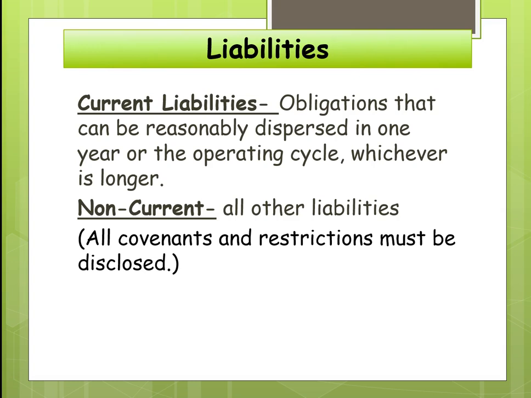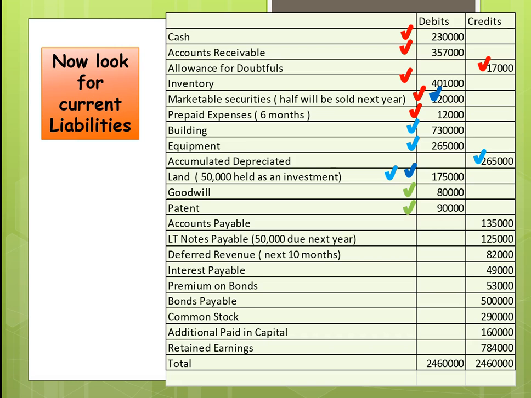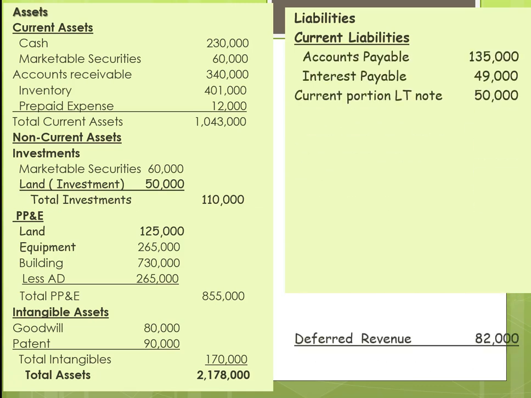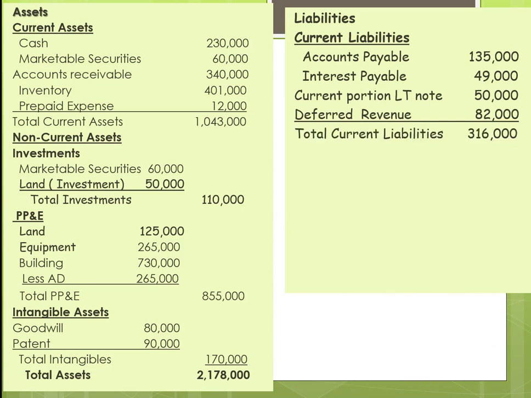Now, liabilities are broken down into just two categories. We have current or long-term. So, we start with this. We have accounts payable. We have a portion of a notes payable of $50,000. And we have our deferred revenue and our interest payable, unless they tell us otherwise. So now we can go here and we can list our current liabilities. And that gives us our total current liabilities, including that current portion of that long-term note.